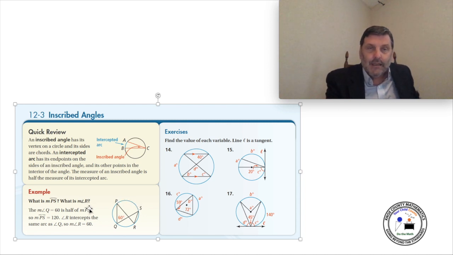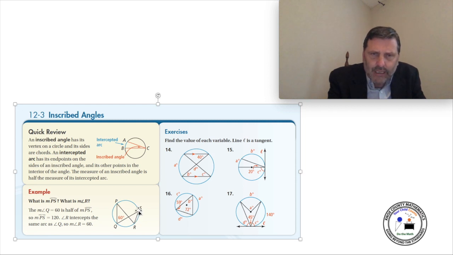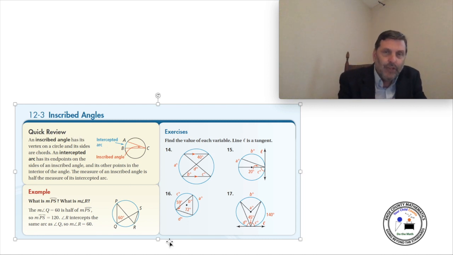And then what about angle R? Well, let's find angle R and see what it creates. It connects S and P. That happens to be the exact same intercepted arc as the previous. So if that intercepted arc is 120, the angle that forms that intercepted arc is half of that. That's equal to 60. I'm going to use that concept to help me solve 14 through 17.